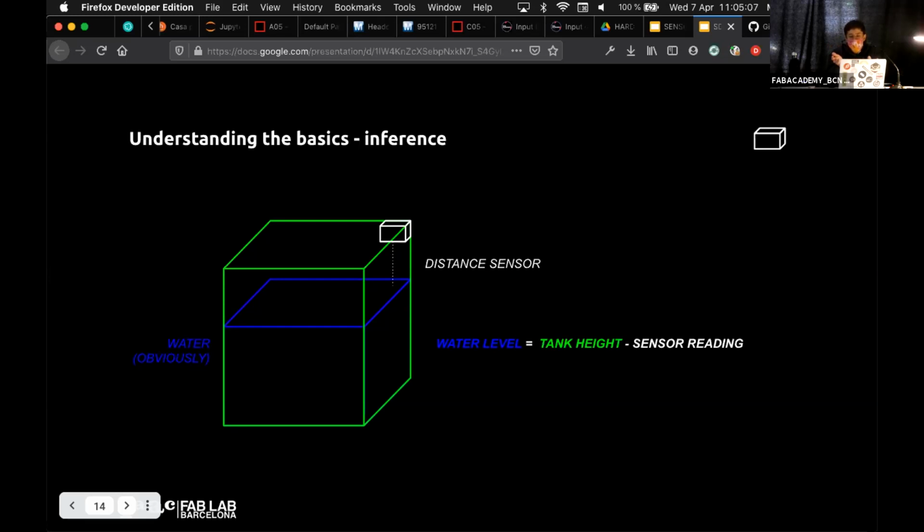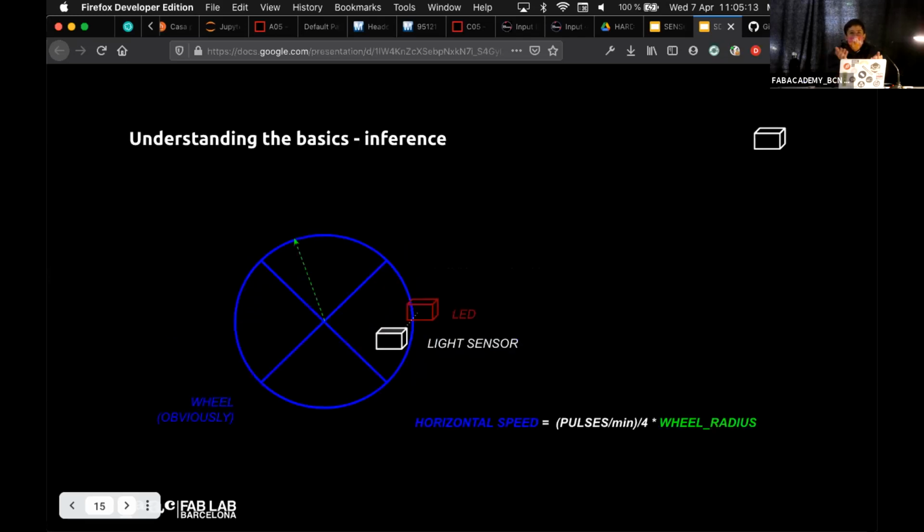In this case, the water level will be just the tank height that we know minus the sensor reading. We could also estimate, for instance, the speed of a wheel or the flywheel speed that some people here know, or we could use an encoder by using a light sensor and an LED. Whenever one of the spokes, as they are called in English, right? The radiuses, crosses the light beam of the LED into the light sensor, then we're able to see, okay, I have 4 spokes, I got however many pulses per minute.